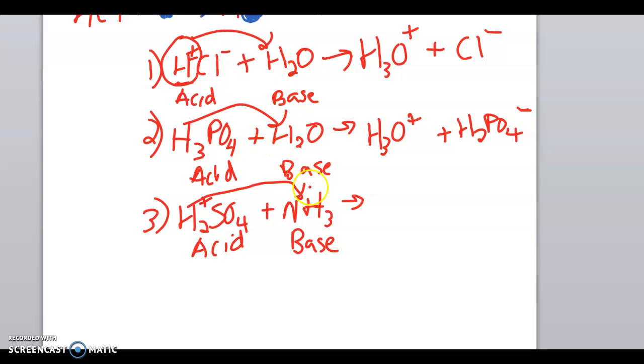So if NH3 gains an H+, what will that look like? Well, first if it gains an H, it goes from 3 H's to 4 H's. And we have to remember it's also gaining the plus, the positive charge, so it's going from a neutral NH3 to a positive NH4.